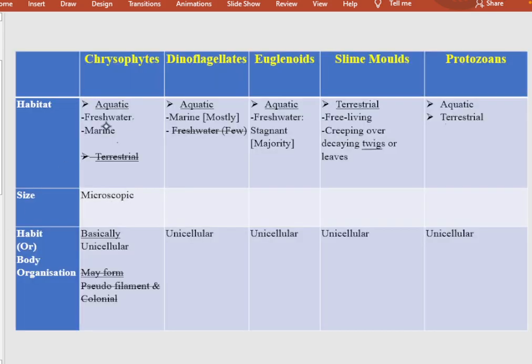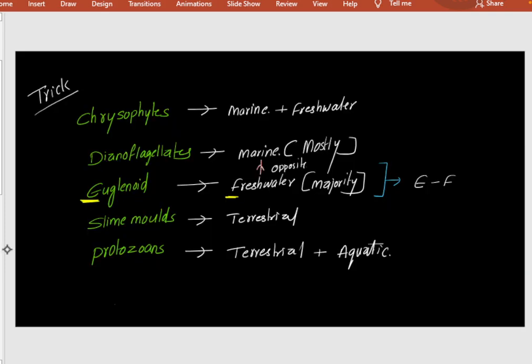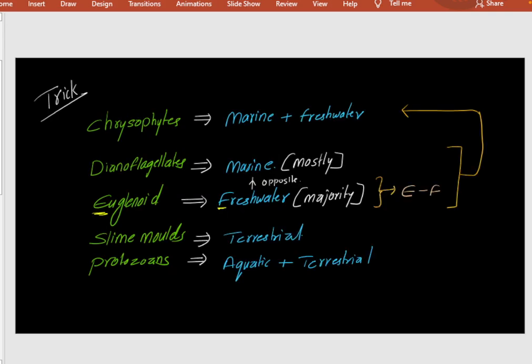next thing is about habitat. I explained this. When it comes to habitat, you need to remember only one thing: E for euglena, F for freshwater, which is the majority. Okay, EF. Of course, before the euglena is what? Dinoflagellates. Majority are marine. That means few will be freshwater. Here in euglenoids, few will be marine water. Combine these two things, you get both marine and freshwater. Whereas slime molds are terrestrial, protozoans are terrestrial also, aquatic also. We have completed this.